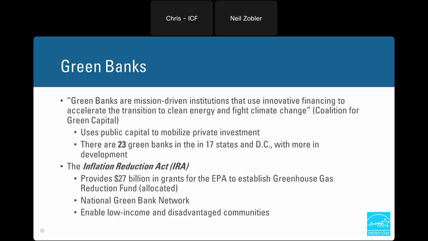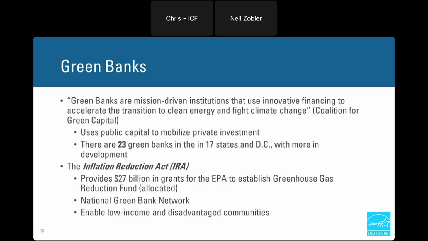Well, we're out of the IRA at this point. A quick mention of green banks. What's a green bank? It's a mission-driven institution that uses innovative financing to accelerate transition to clean energy and to fight climate change. And that's a definition as defined by the Coalition for Green Capital. They were one of the initiators for starting green banks and have done a marvelous job in expanding the program.